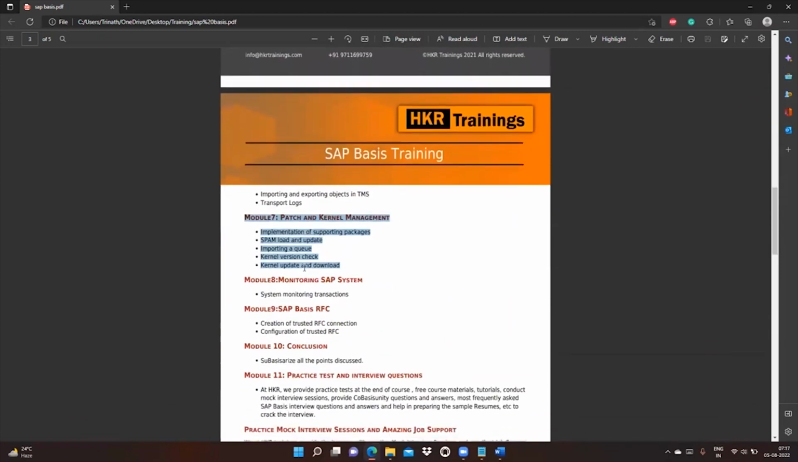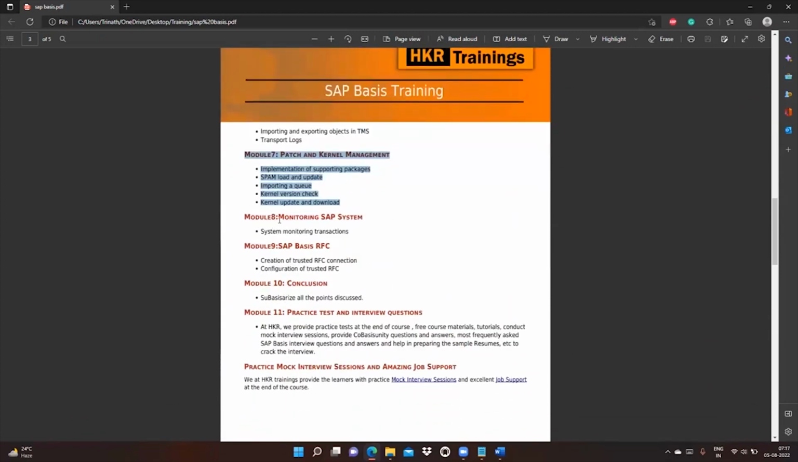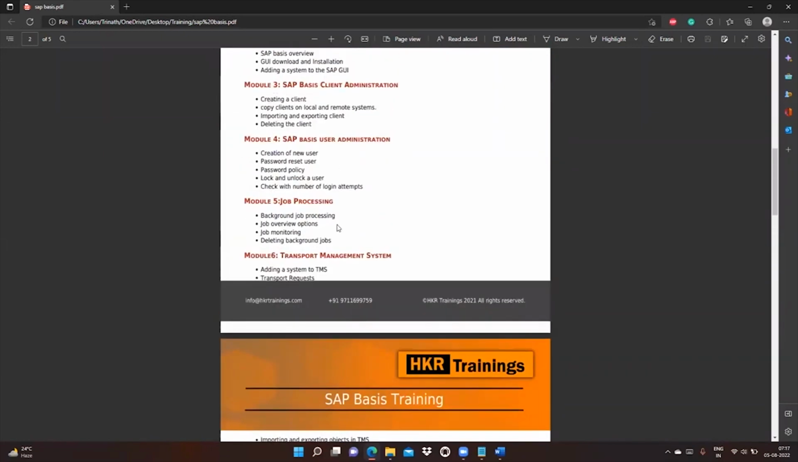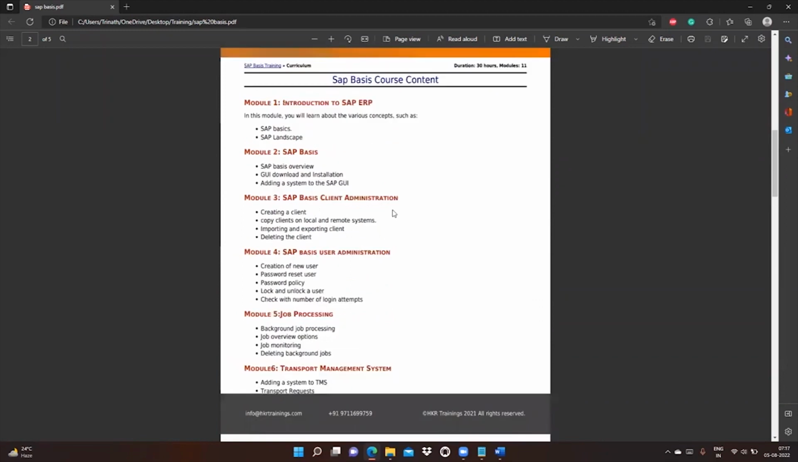And finally, the monitoring of SAP system. What do I mean by a transaction? Those things also I'll let you know. What a basis consultant means by a transaction, that also we'll be discussing, and how to monitor any SAP system.